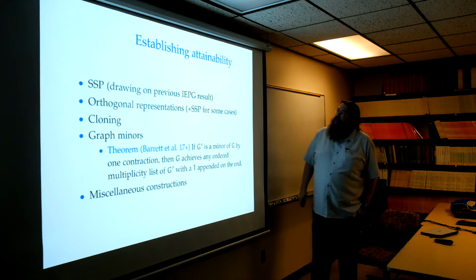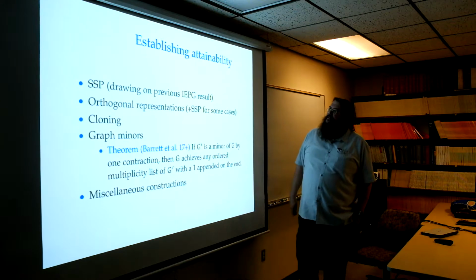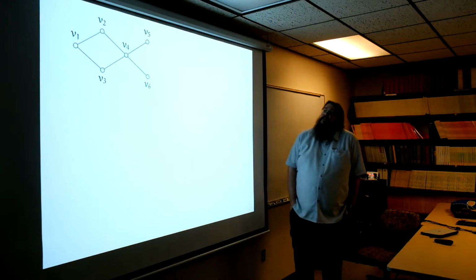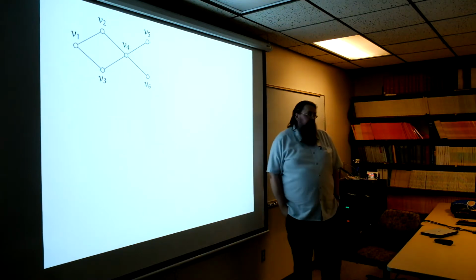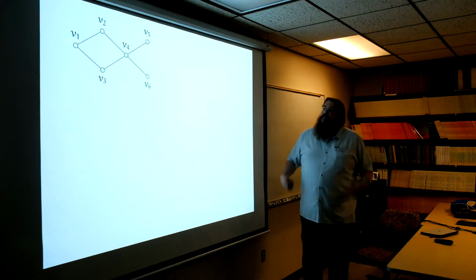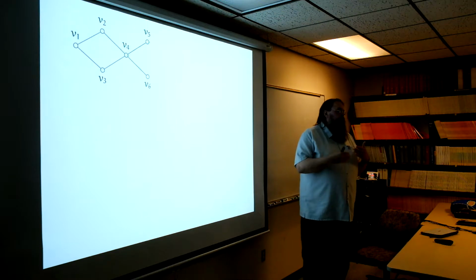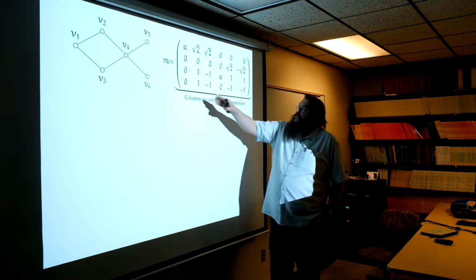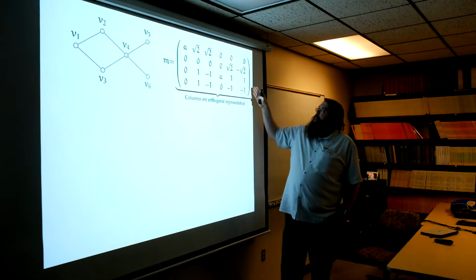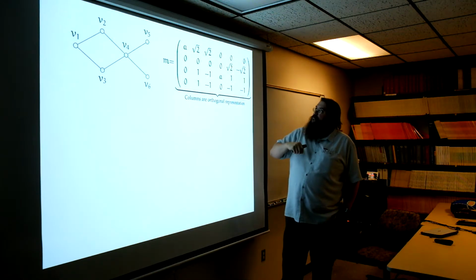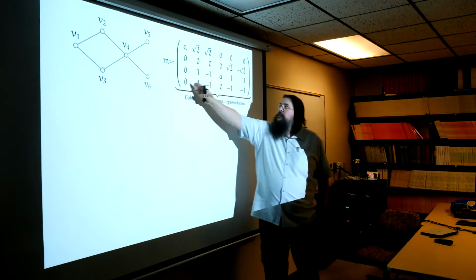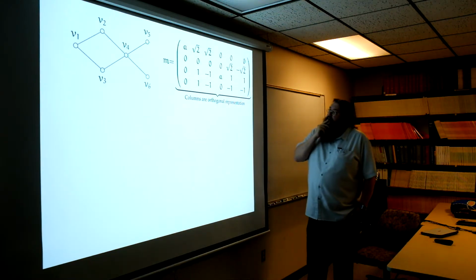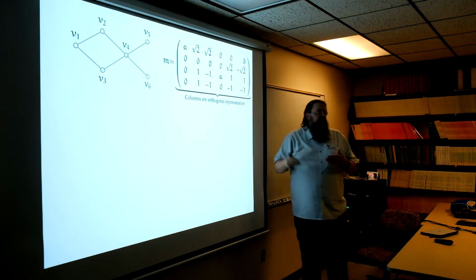Okay, so let's talk about orthogonal representations. So let's start with a very simple case. So here's a graph, 6 vertices, and we're going to associate each vertex with a vector, in this case a 4-dimensional vector. And so I'm going to just put my vectors representing my orthogonal representation in a row. So this is V1, V2, V3, and so forth and so on. And I'm doing it in a particular way. Now, what do I mean by orthogonal representation?